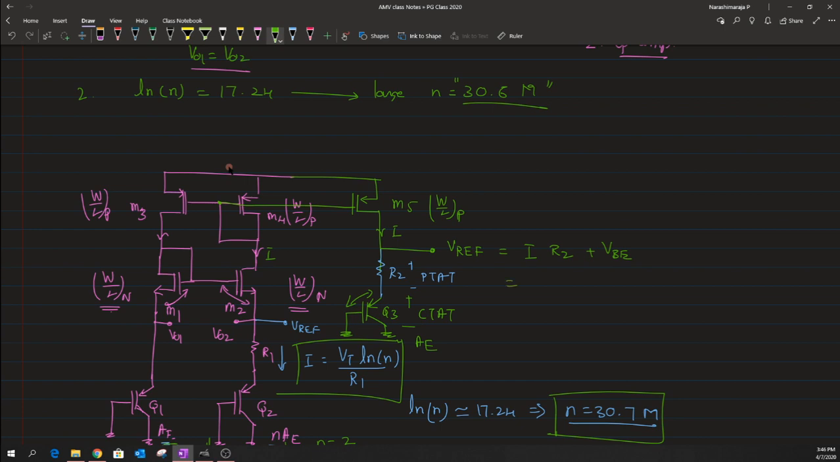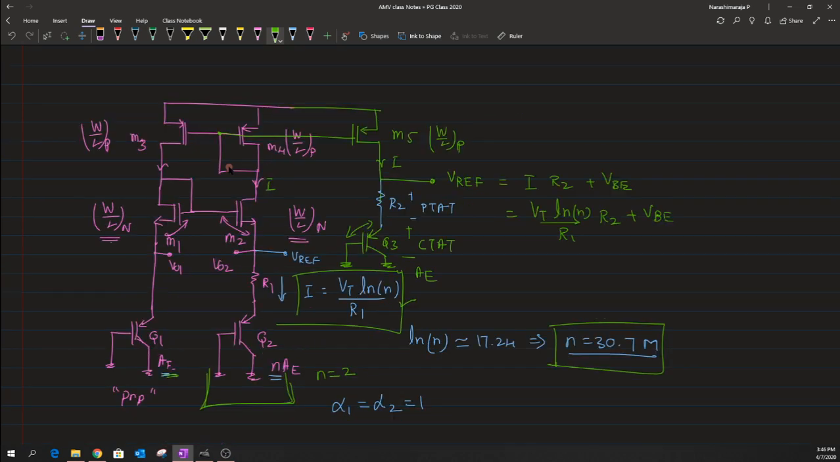Now one could rewrite this I reference based on the expression that was written before, which is Vt into ln of n in the numerator, and in the denominator we have R1, multiplied with R2 times V reference times VB. Now clearly one could see that there is an extra factor being added along with this. So this factor of R2 by R1 is nothing but our alpha 2 factor.